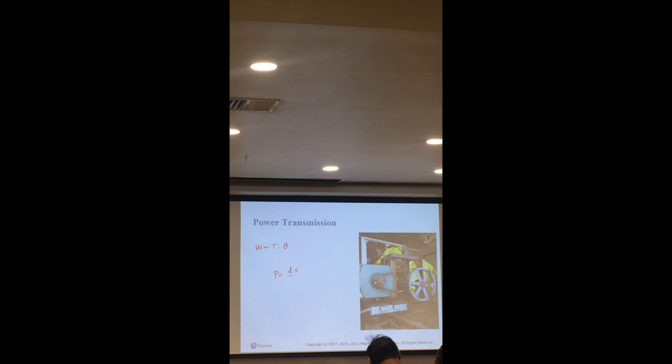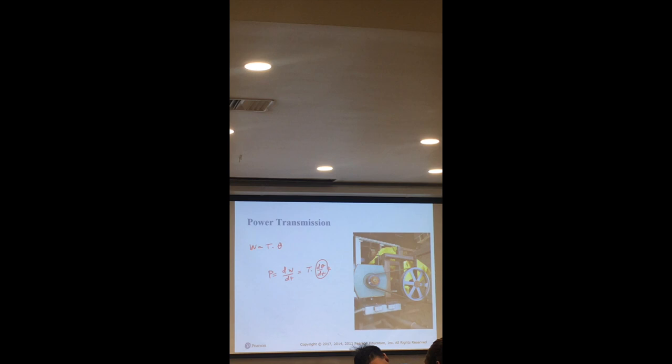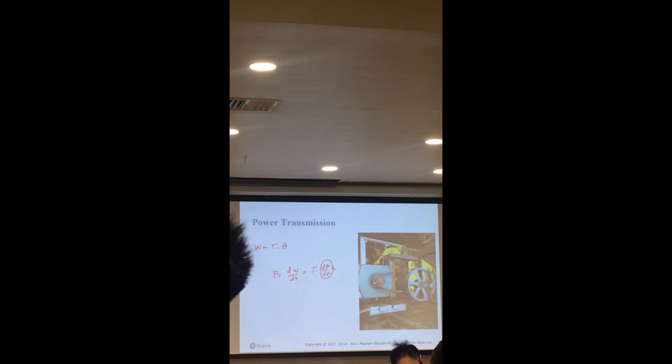Which is T times d theta over dt. What is d theta? Theta is angle, right? So when you take the time derivative of theta, what do you get? Change in angle over time, or in other words, did someone say omega? I heard omega. What is omega? Angular velocity, right? Change in length in time is velocity. Change in angle in time is angular velocity, right?